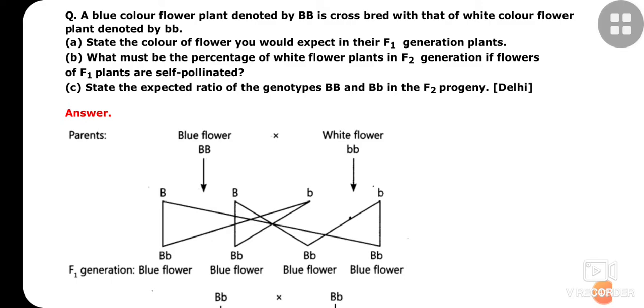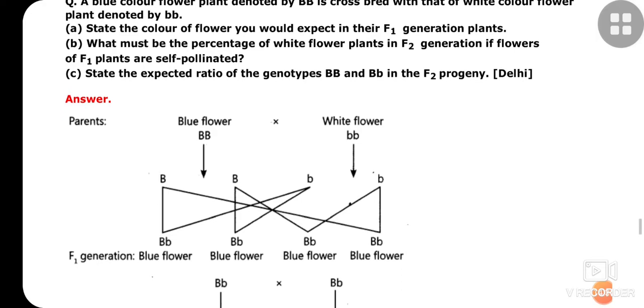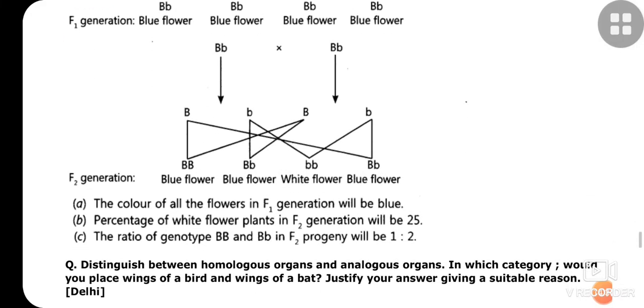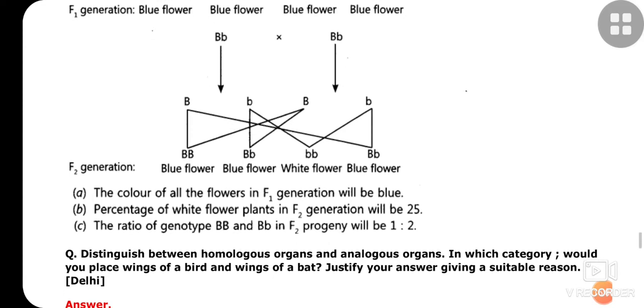This is a very common question and a lot of we have done about it. Just here the alphabets are different, but I am sure you are going to do it. You can do this on your own. Here this is how you are going to write. The color of all the flowers in F1 generation will be blue. Percentage of white flower plant in F2 generation will be 25. The ratio of genotype BB and capital B small b in F2 progeny will be 1:2.